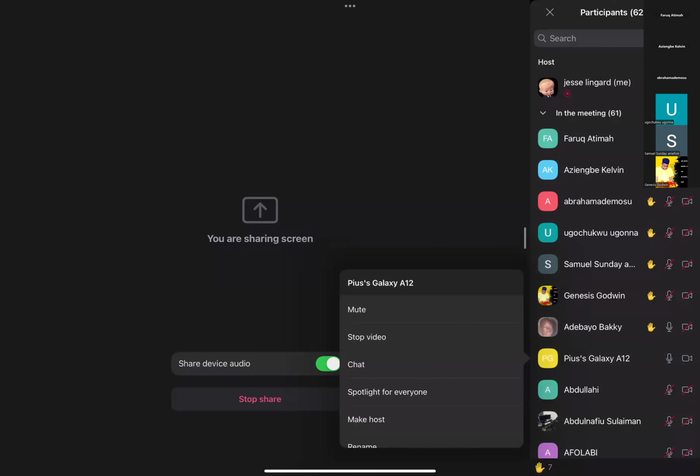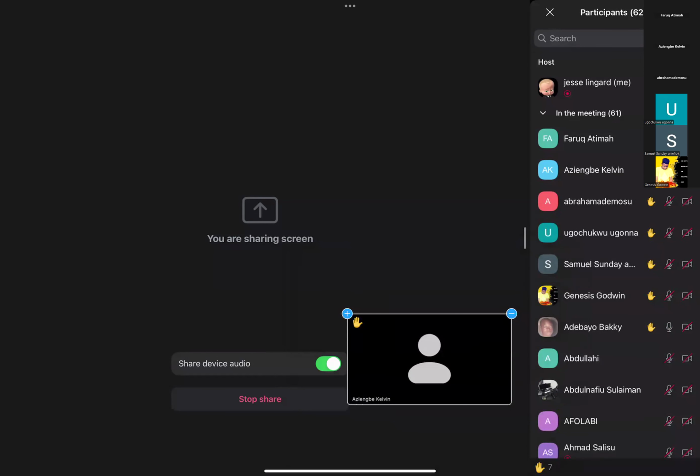Boss, I wanted to ask, when marking a breaker block, are we going to pick from the wick or the body of the candle?